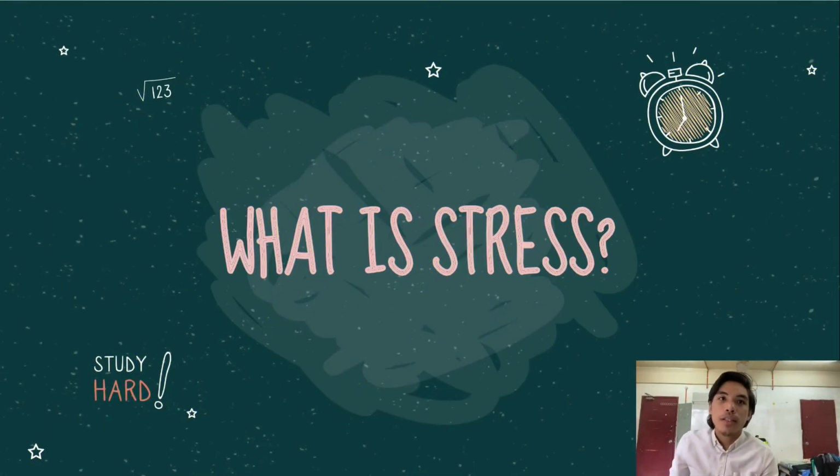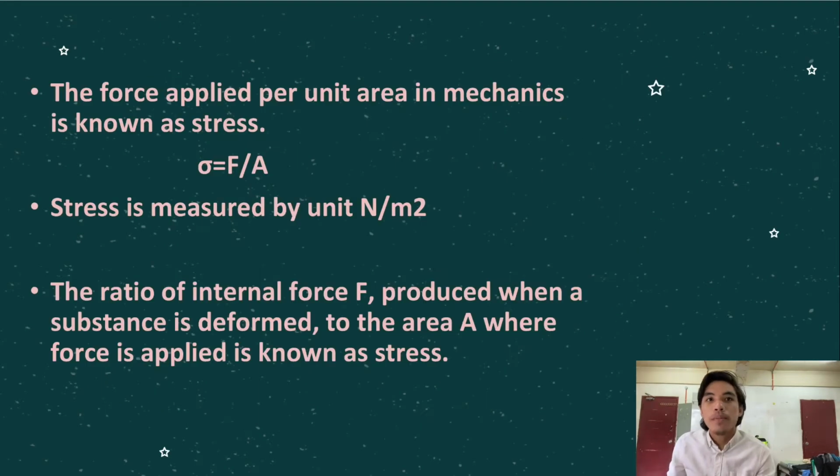So what is stress? Stress is the force applied per unit area. The formula is stress equals force over area. Stress is measured in units of Newton per meter square. The ratio of internal force produced when a substance is deformed to the area where force is applied is known as stress. At equilibrium, the internal force is equal to the magnitude of the external applied force.